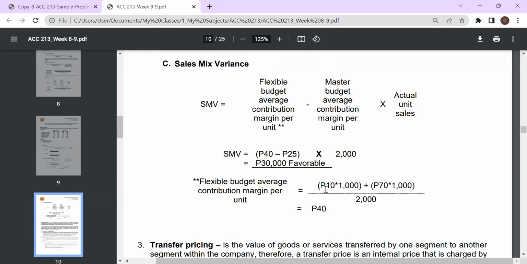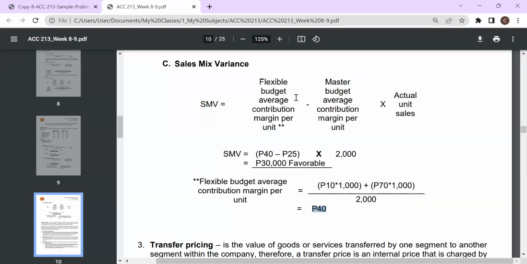So in this case, 10 pesos contribution margin for R66 times the actual unit sold, which is also 1,000, no? So you have 10,000 here plus 70 is your contribution margin per budget times the 1,000, that's the actual number of units sold. So you'll have 70,000 pala. So you'll have 80,000 lahat yung iyong numerator. Then you divide it by the number of units sold, no? So that's 1,000 plus 1,000. So a total of 40 pesos.